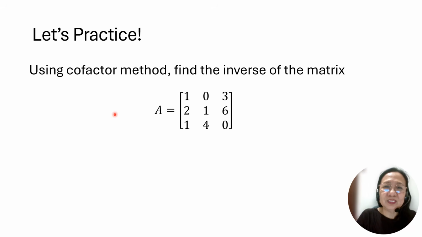It's your turn, so let's practice. Using the cofactor method that I have discussed in this video lesson, you're going to find the inverse of the matrix A whose entries are 103, 216, and 140. I hope you follow the steps, and I also hope that you learn from this video lesson.